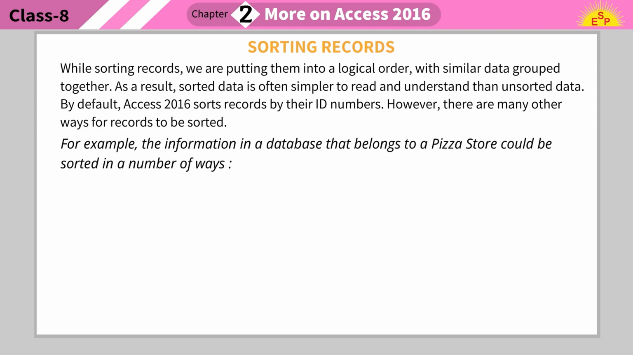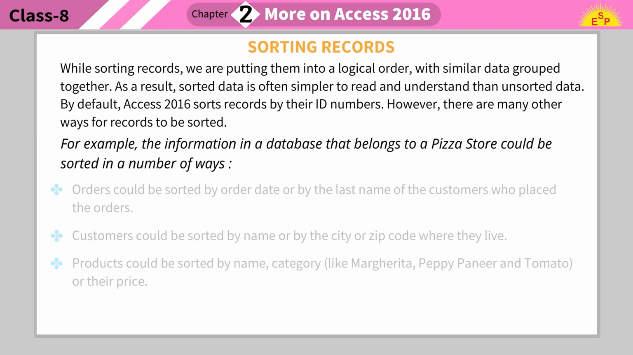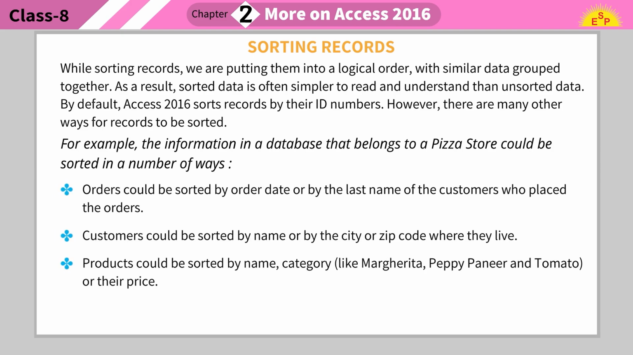For example, the information in a database that belongs to a pizza store could be sorted in a number of ways. Orders could be sorted by order date or by the last name of the customers who placed the orders. Customers could be sorted by name or by the city or zip code where they live. Products could be sorted by name, category like margherita, peppy paneer and tomato, or their price.